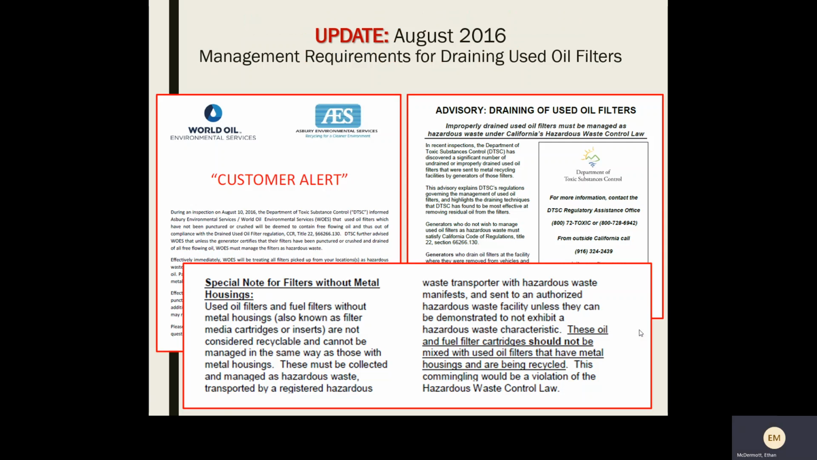Here we have a slide. You can see the alerts that the state of California sent, clarifying the proper methods of draining used oil filters that are sent for materials recycling. For more information regarding this topic, you can visit the Department of Toxic Substances Control's website at dtsc.ca.gov.